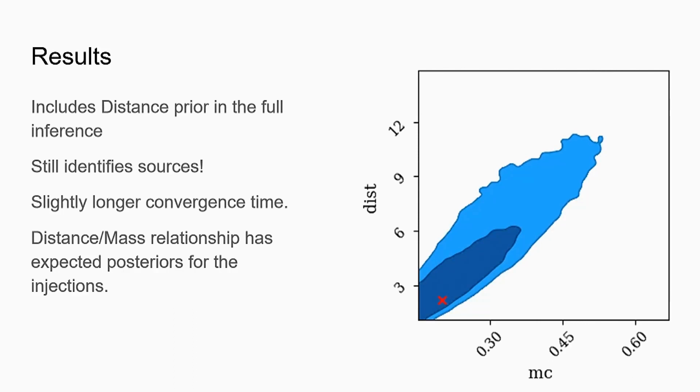So yeah, this modification includes the distance prior in the full inference. It identifies sources. It has a slightly longer convergence time because we've added a parameter. And we are getting somewhat what we would expect for posteriors.